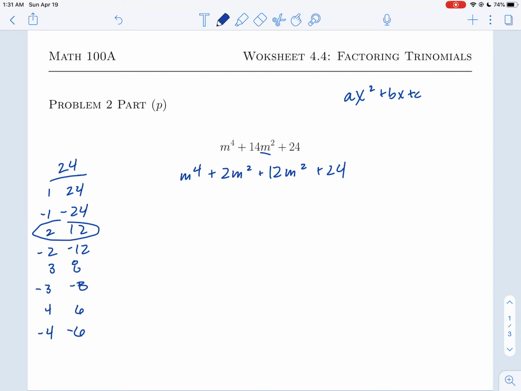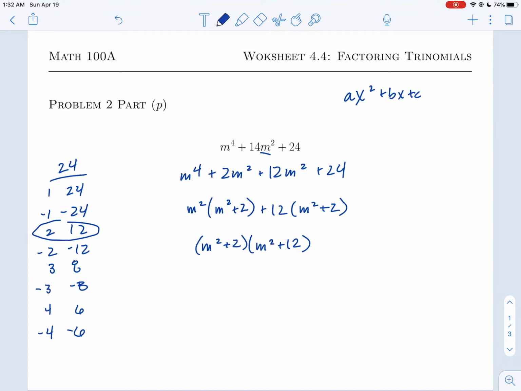Now that I've got 4 terms, I can move ahead with that factoring by grouping. If I group these first 2 terms together, they have an m squared in common, so I'll pull that out. And I'll be left with, using those rules of exponents, an m squared plus 2. The second 2 terms, it looks like I can just pull out a 12, and I'll be left again with that m squared plus 2. It still gave us that really nice factoring by grouping. And then to finish off, I'll pull out that m squared plus 2. I'll be left with an m squared plus 12.